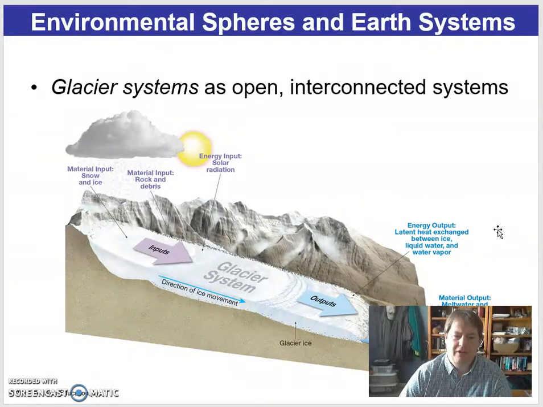Glacier systems are open, interconnected systems. A good example of glacier systems is the Great Lakes we have. Many large cities are touched or impacted by that. A lot of the transportation that we use. So essentially glaciation we also see in Colorado.